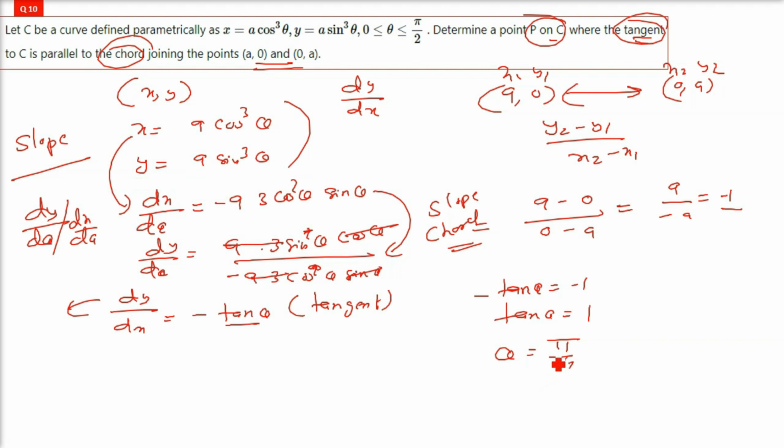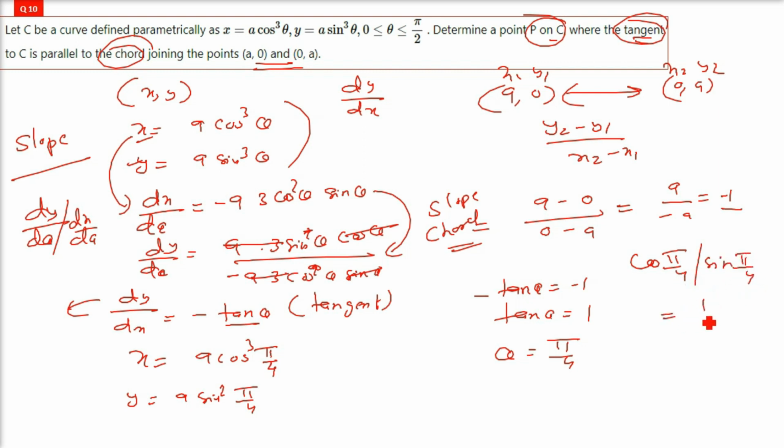This is just theta, so you have x and y. You just put theta is pi by 4 here, x is a cos cube pi by 4, and y is equal to a sin cube pi by 4. Sin pi by 4 and cos pi by 4 both, that is sin 45 degrees and cos 45 degrees, both give the value 1 by root 2. So this is going to be a times 1 by root 2 whole cube, and the same for y. Root 2 whole cube is what?